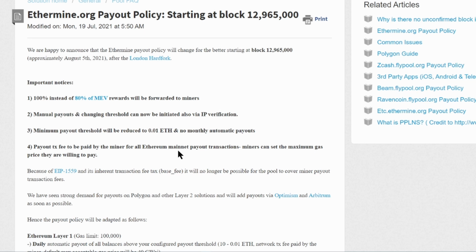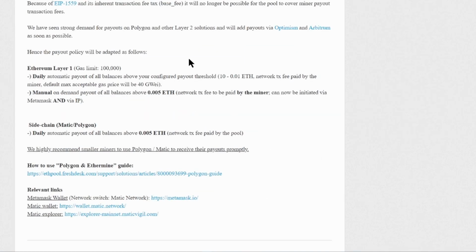Previously, if you got your one monthly automatic payout, then the pool paid for that transaction fee. Now for every payout, the miner will have to pay for the transaction fee, unfortunately. And it says miners can set the maximum gas price they are willing to pay. So unfortunately, it looks like there's no more free payouts if you're mining to ethermine.org. The reason they say is because of EIP 1559 and its inherent transaction fee tax, which is the base fee, it will no longer be possible for a pool to cover miner payout transaction fees.